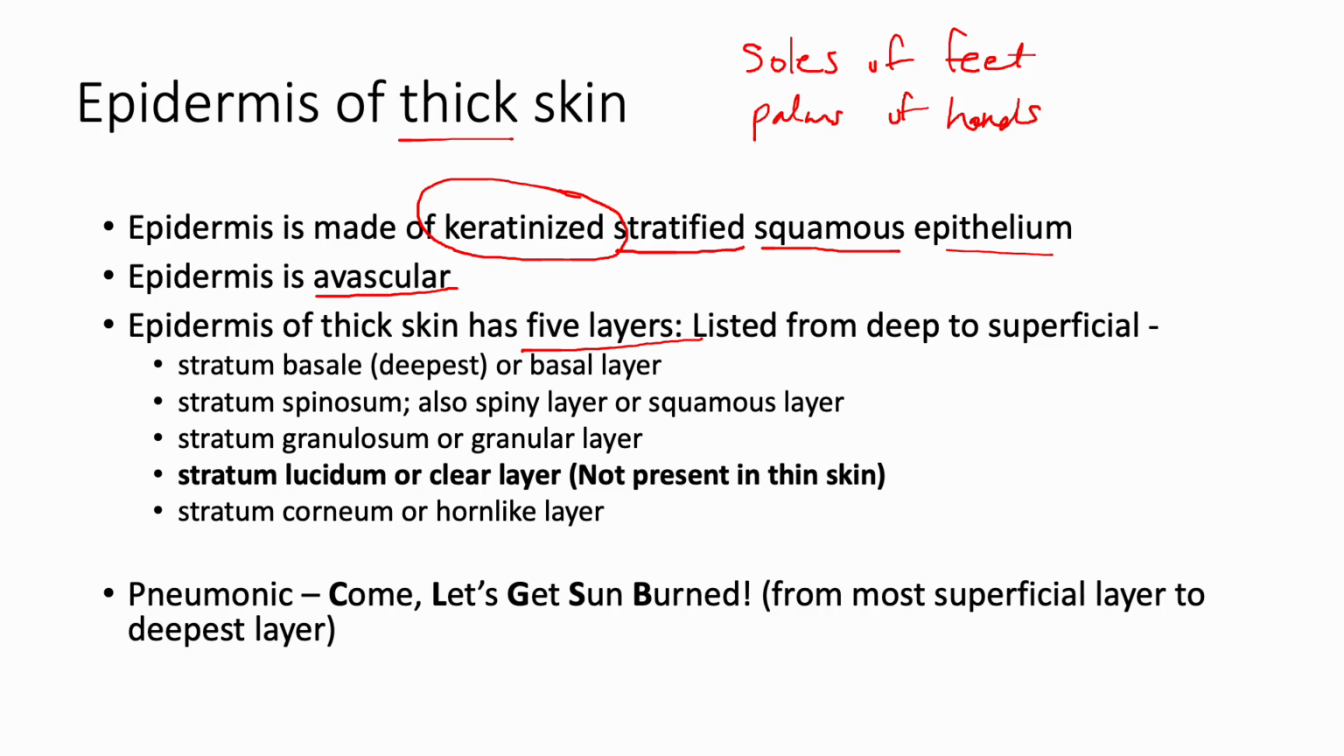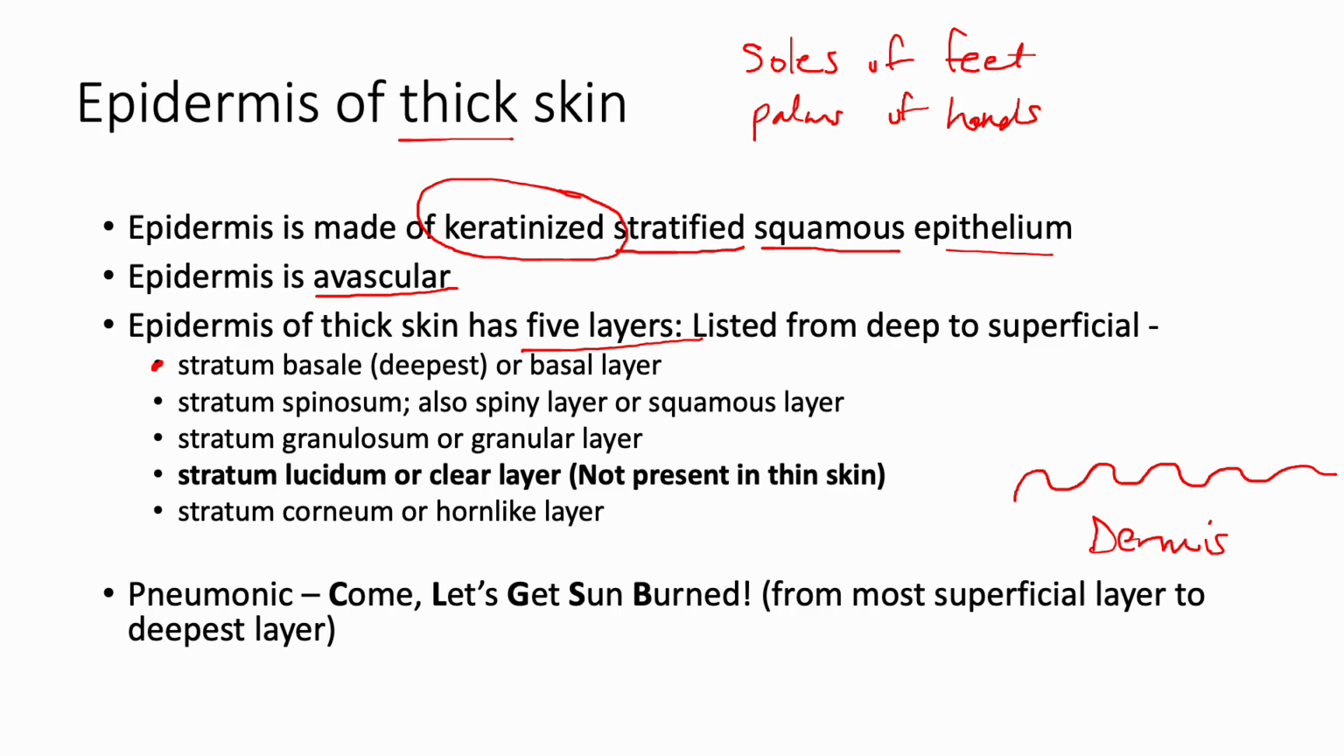Now, the 5 layers are listed here, and I've listed them from deep to superficial. So in other words, stratum basale right here would be the deepest layer. So if we have that skin, so if we have this wavy part, right, and below that wavy part, that's the dermis.